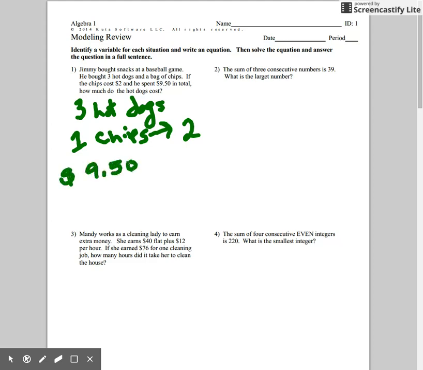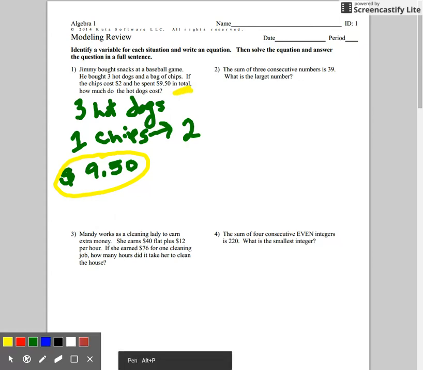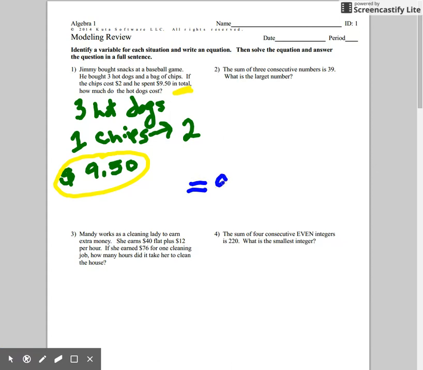Now, total is a pretty big word. It means all together, right? When we see that word total, that gives us a clue that we're going to have an equal sign, and at the end of the equal sign is this number, 9.50.